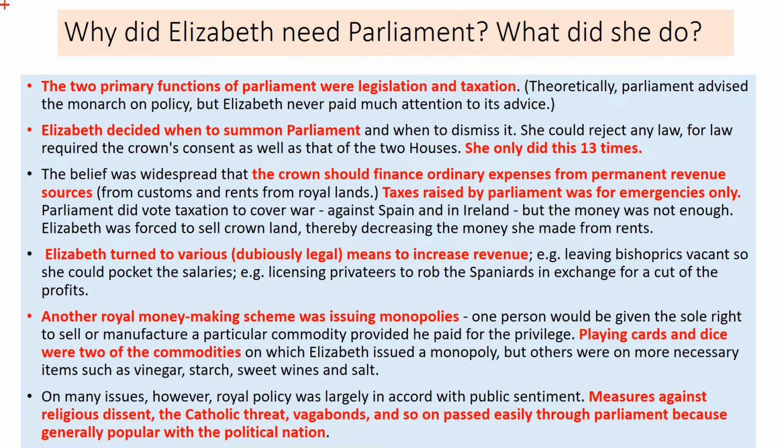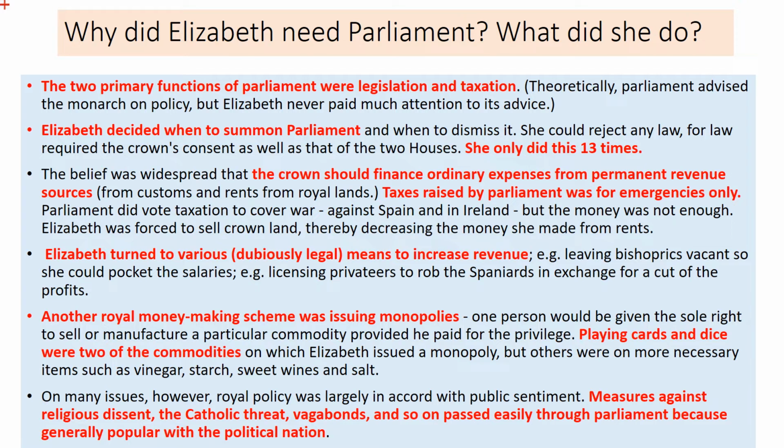The belief was widespread that the crown should finance ordinary expenses from permanent revenue sources. So that means Elizabeth was to pay for the running of the country out of her own money. And we would never expect our prime minister to do that today. And it was a bit wild that it was expected of Elizabeth to do this. So she would have to use customs, so money that she collected from taxation, from people abroad, from rents on royal lands as well. Taxes raised by Parliament were for emergencies only, and they were not for her to use.